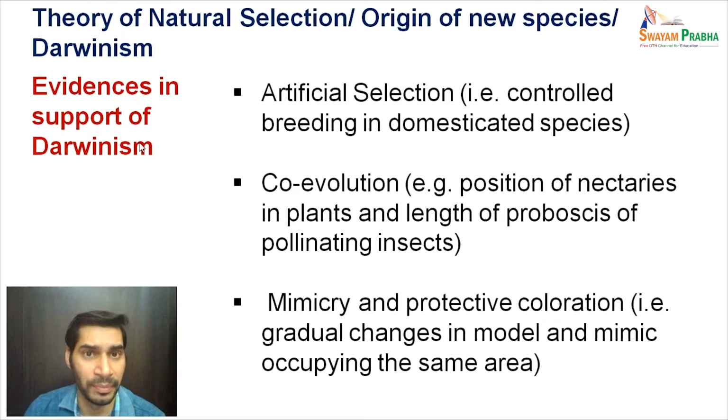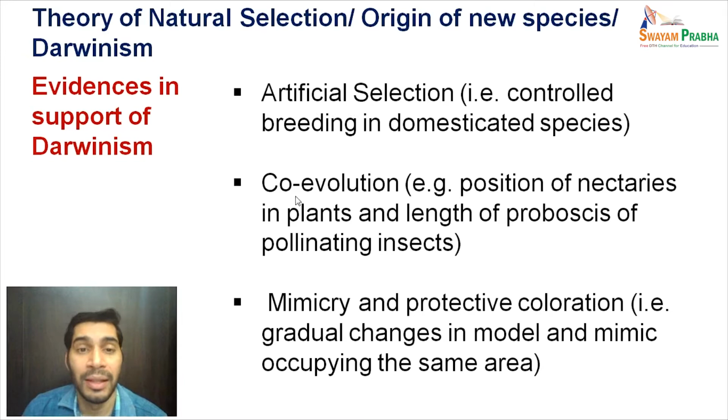The first is the artificial selection. Artificial selection is something that man does in a controlled breeding environment with the domesticated species. For example, if we want to have the high-yielding, milk-yielding cows, we select the parents which do have high-yielding varieties, which do have better strength.